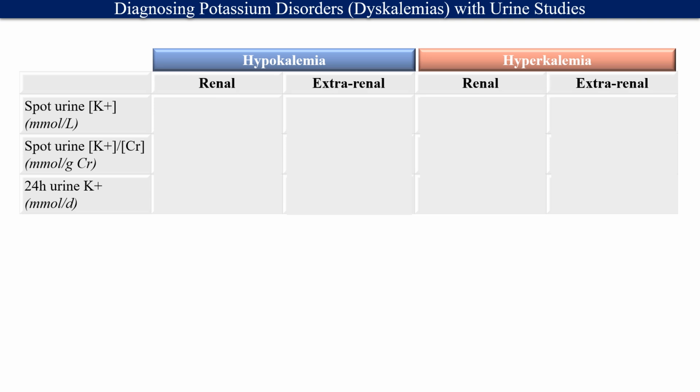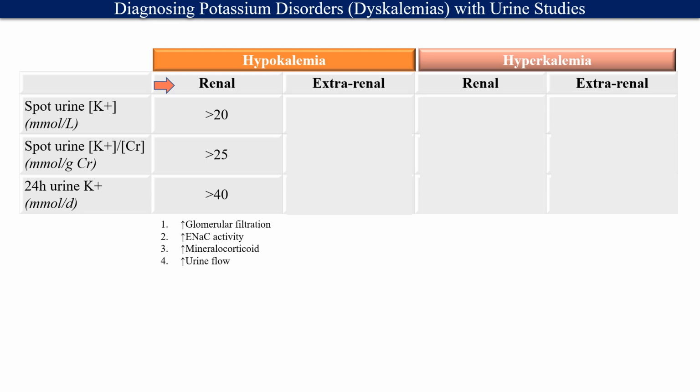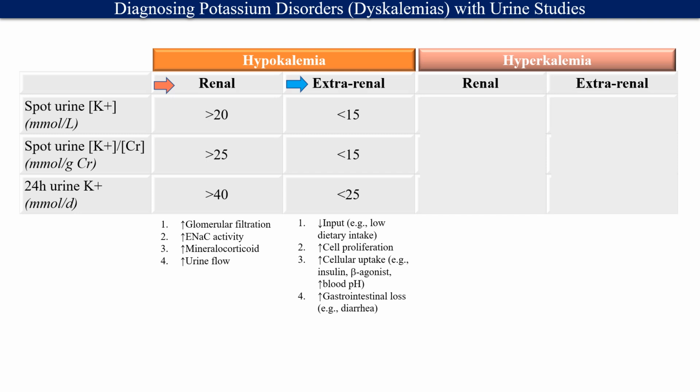For example, if a patient has hypokalemia and there is a high level of potassium in the urine, we can assume that the presenting hypokalemia is due to renal potassium wasting, which means that any of these problems could be contributory. On the other hand, if the patient's urine potassium level is low, it means the source of the hypokalemia is not from the kidneys, or we can say that the source of hypokalemia is extrarenal, which means any one of these problems could be contributory.